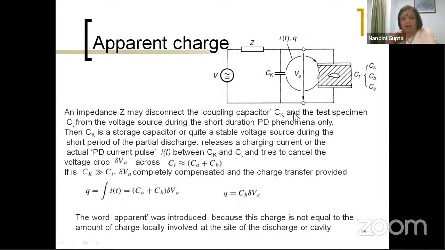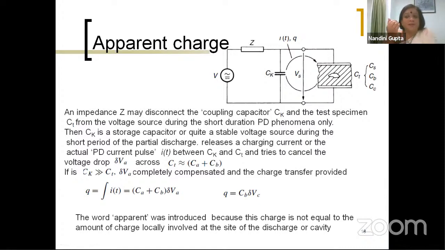to the test specimen, to the void. So the CK then behaves like a stable voltage source. The partial discharge takes place over a very short period of time, and for that short period of time, CK is quite a stable source. And this is the source which releases the charge. So imagine whenever the discharge takes place, to replenish the voltage drop, you would need to draw extra current, you would need to replenish the charge across the void.